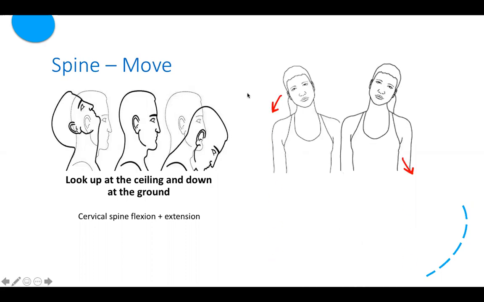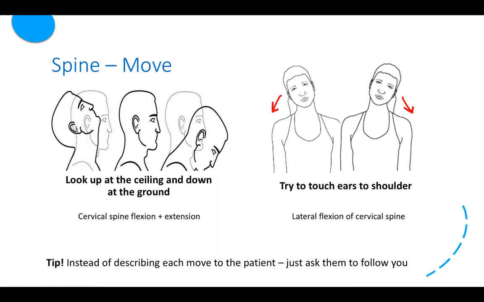Then you want to ask the patient to try and touch their ears to the shoulder. So please keep your shoulders steady, don't move your shoulders, and try and touch your ear on either side. And with this, you're testing the lateral flexion of the cervical spine. So in an OSCE examination, instead of describing each movement, just stand in front of the patient and say, can you please follow my movements? And that will make it much easier for both you and the patient.